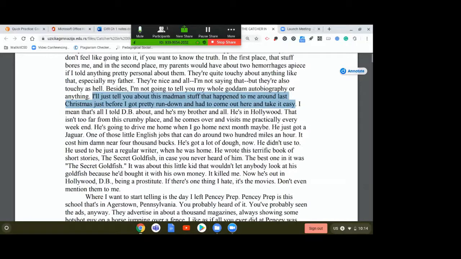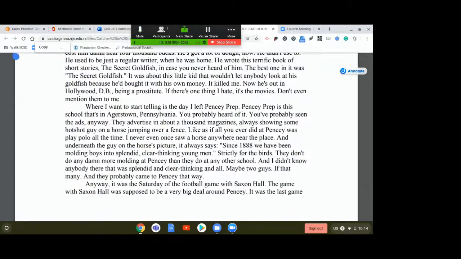So with that, we go to the next paragraph. And he says, "Where I want to start telling is the day I left Pency Prep." Pency Prep is this school in Hagerstown, Pennsylvania. So now this is a flashback, all right? We're going back to when he was at this prep school in Hagerstown, Pennsylvania, which is a fictional town. It's like Western Pennsylvania, though, because he's going to talk about going to New York City for the day.